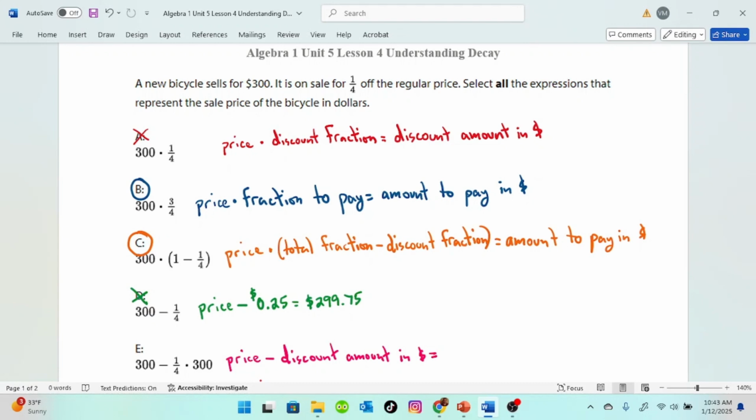So now if I take the original price and I subtract the amount in dollars that they're going to discount it, what that will leave is the sale price in dollars. And that is what we're looking for. So B, C, and E are all methods to find the sale price. A and D are not.